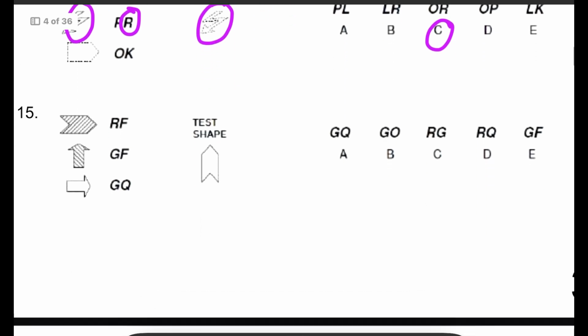Question 15. So these two both have a G as the first letter, and they are both arrows. The test shape is this sort of arrow shape, the same as the first one. So the first letter here is an R. The first letter here will also be an R.